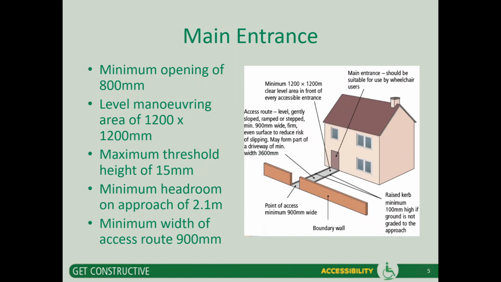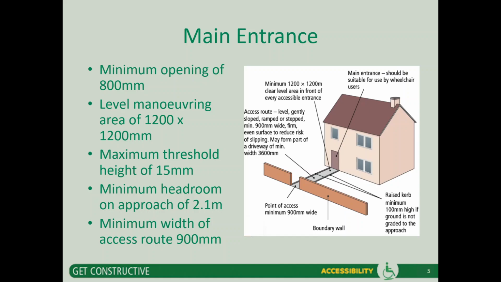So your main entrance. Your main entrance is how anyone accesses a building. And for this one, for example, we're going to just talk about a house. Your minimum opening to that entrance should be 800 millimeters wide. Okay, you should also have a level maneuvering area of 1200 by 1200 millimeters. So that's 1.2 meters in a circle. These are for those who are in a wheelchair.